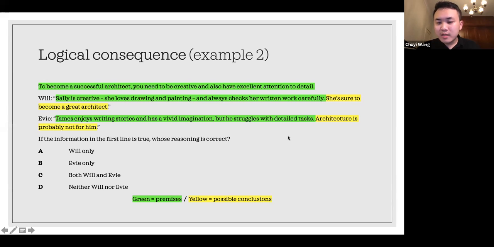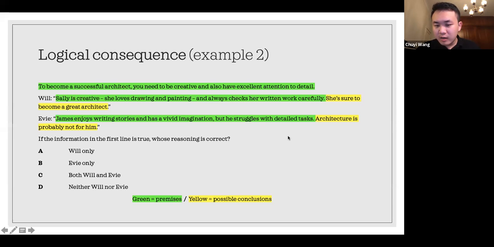Now, what is important about this is, and this is one question which we can clearly see might be a trick question, remember what I said at the start of the lesson? I said that we cannot bring in our own external knowledge into the question, and we can't bring in our own opinions and assumptions. Does that make sense? So this one is a bit of a trick question because always checking her written work carefully, well, that's not necessarily excellent attention to detail. Does everyone understand what I'm getting at there?